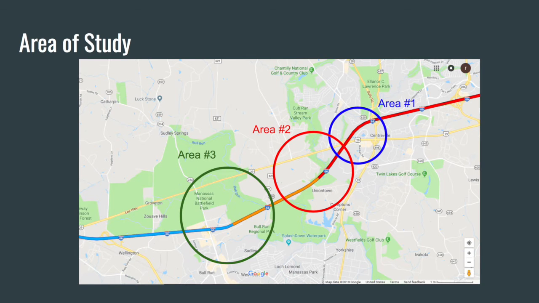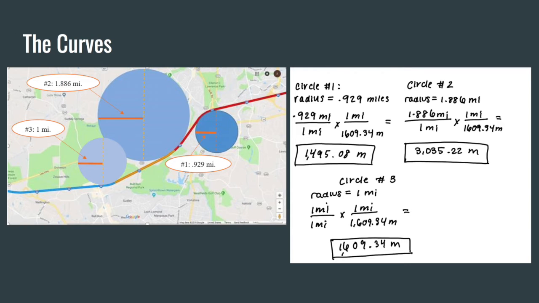This image depicts the three areas in which the three curves were chosen from. Area number 1 is along Centerville, area number 2 is along Uniontown, and area number 3 is along Bull Run Regional Park. Alright, so these three circles depicted here are the curves that we fit into the area of study that was shown on the previous slide.